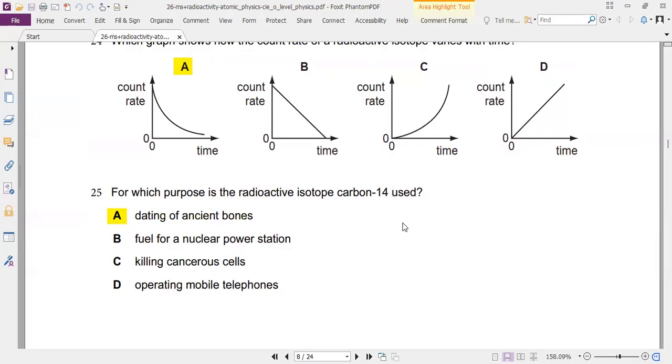Number 25, carbon 14 is used in dating of ancient bones because it has a very long half-life, 5,600 years. So that can be used to calculate how old a bone is.